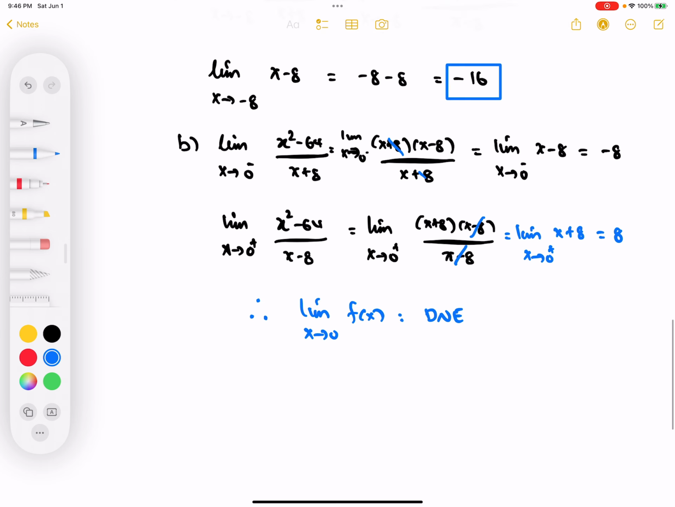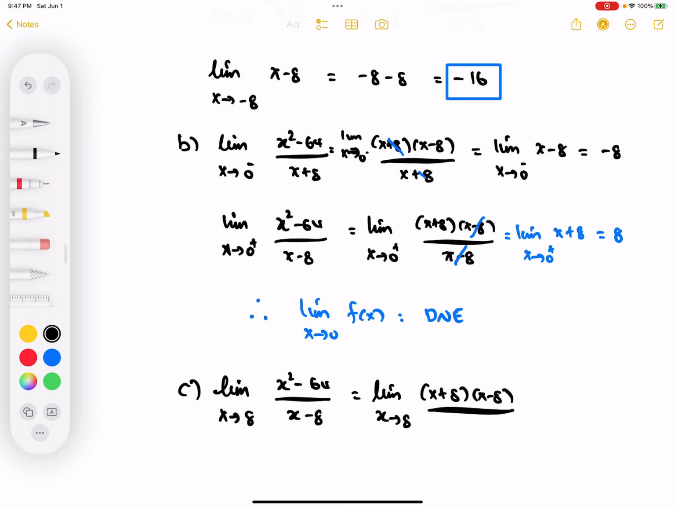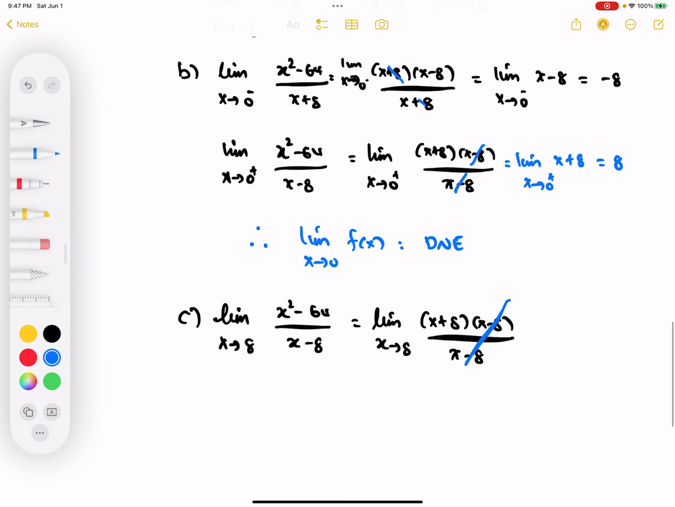Now the last question, let us answer the last one. C, the limit as x approaches 8. We have to take the second piece. This is x squared minus 64 over x minus 8. This is the limit as x approaches 8 of x plus 8 times x minus 8 over x minus 8. So this cancels, the same terms. So this becomes the limit as x approaches 8 of x plus 8, which is 8 plus 8, which is 16.